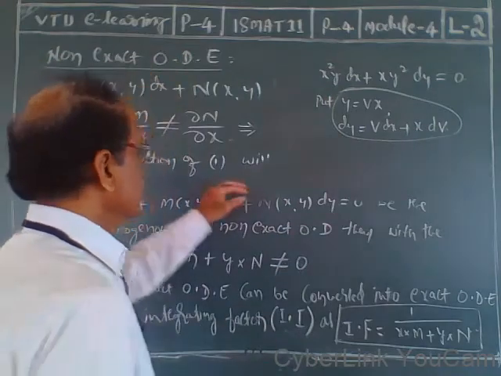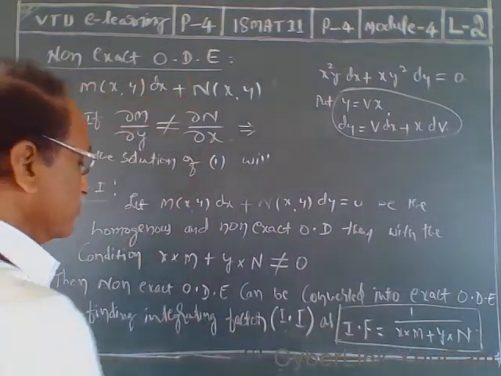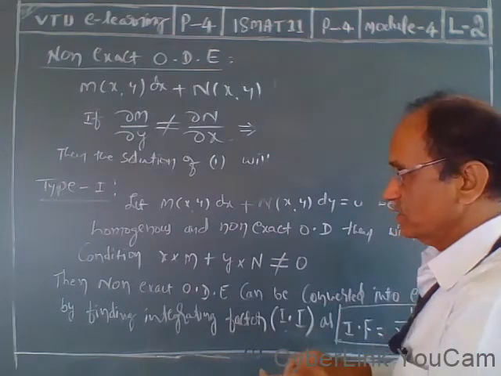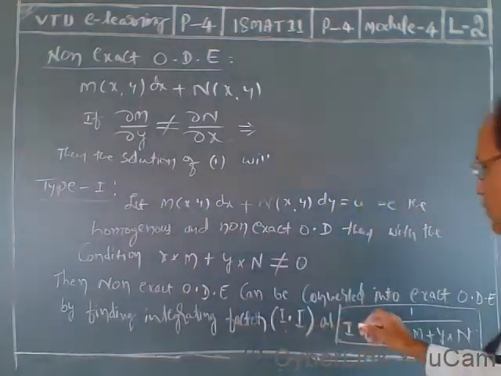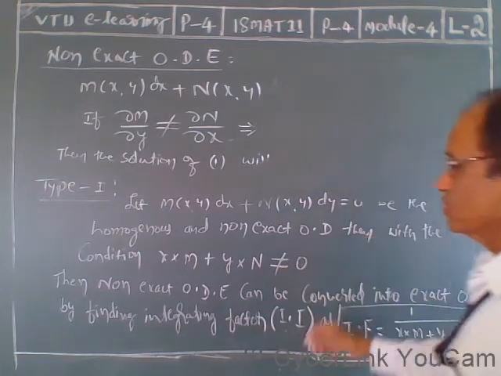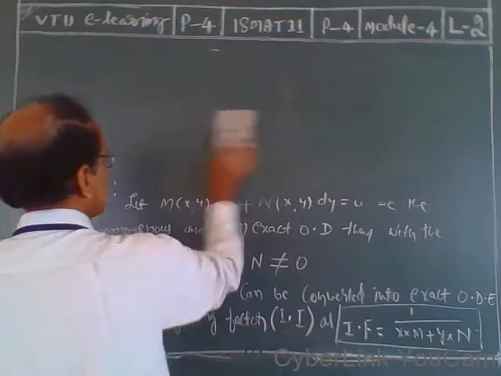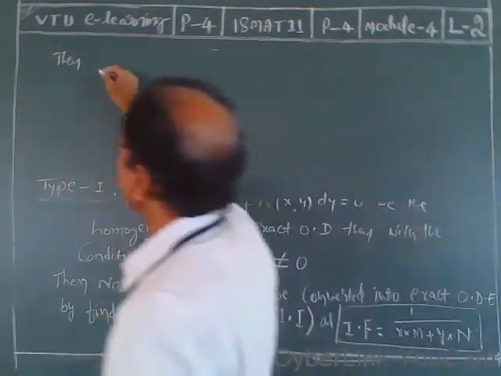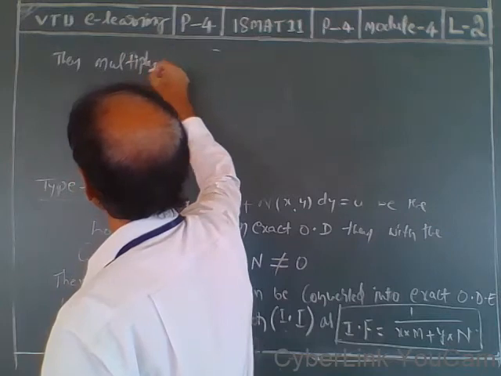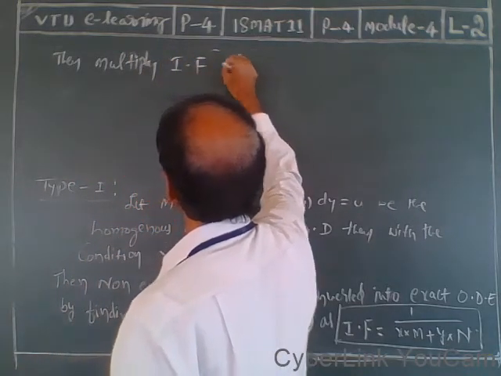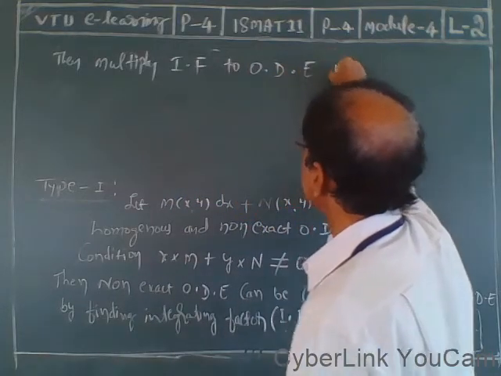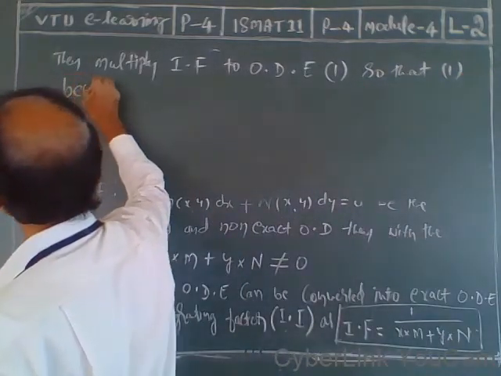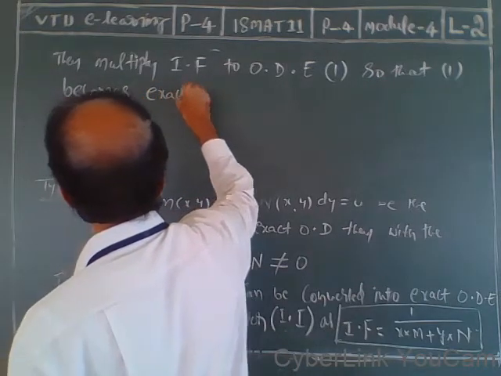But here also we expect the non-exact differential equation to be homogeneous and non-exact. That comes under type 1. Then with this integrating factor, what you have to do next? You have to multiply this integrating factor I.F. to ODE 1 so that 1 becomes an exact ODE.